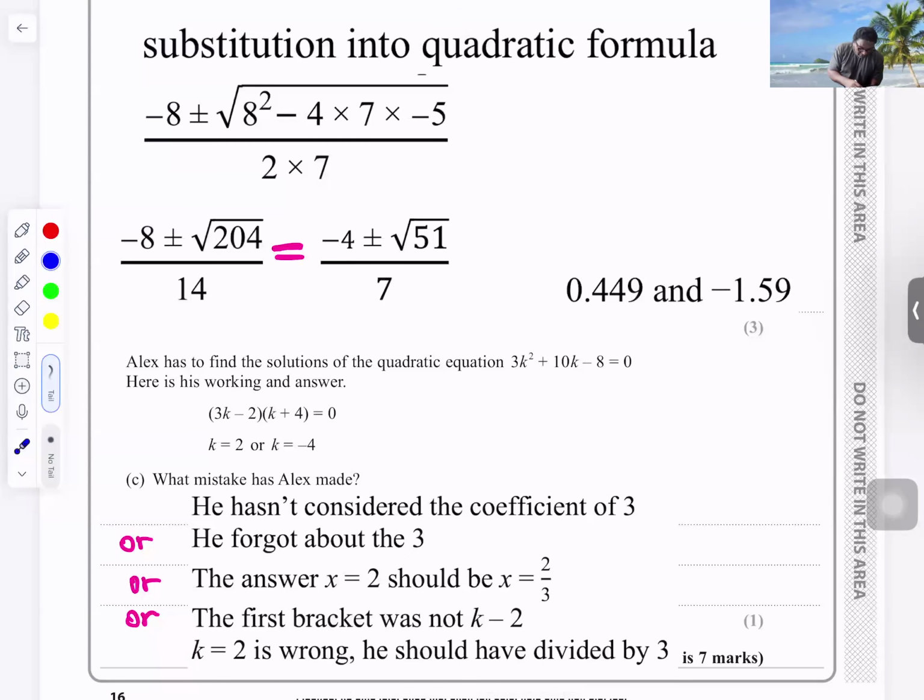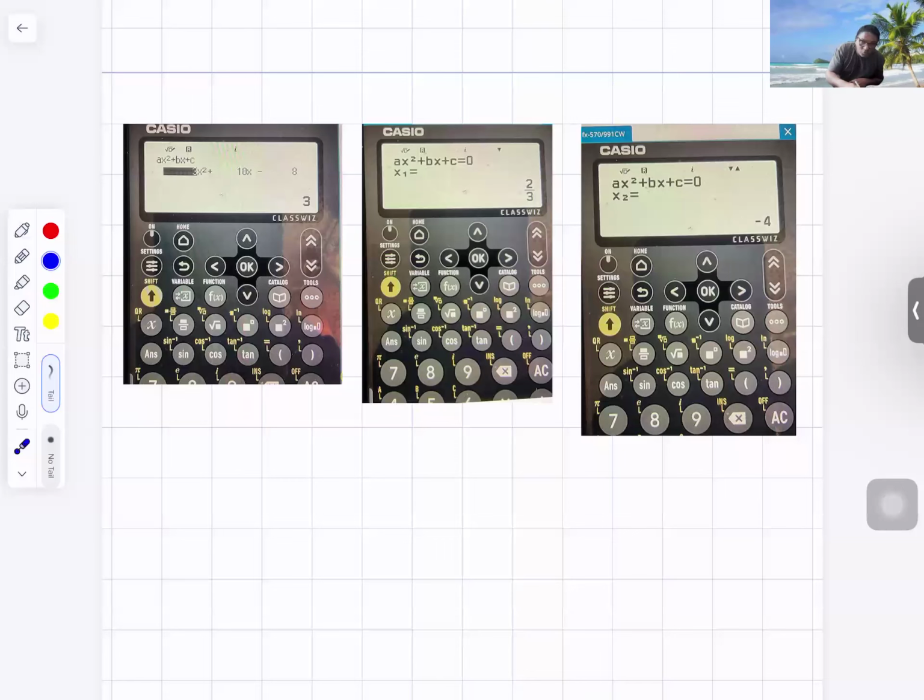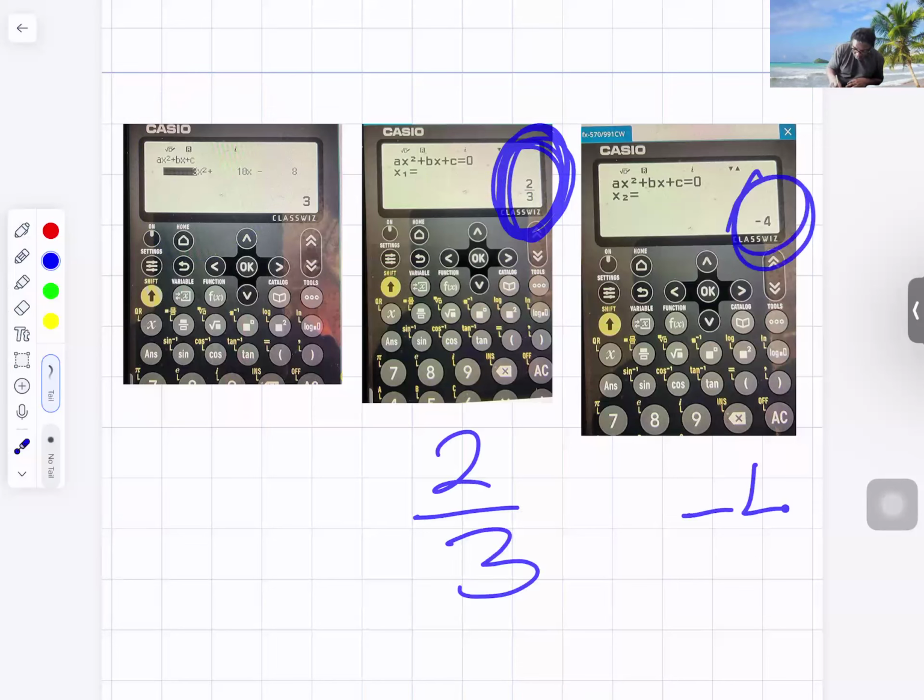For the last part, Alex has to find the solutions of the quadratic equation, 3k squared plus 10k minus 8. Here are his working and answer. So he's factorized it. What mistake has Alex made? If you look at the answer, he's got k equals 2 and k equals minus 4. Are those correct answers? You can use your calculator to check. When you use the quadratic equation solver in your calculator, you will see that k is 2 over 3, and k is minus 4.